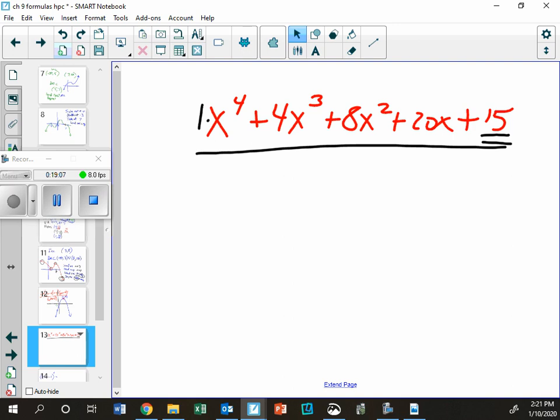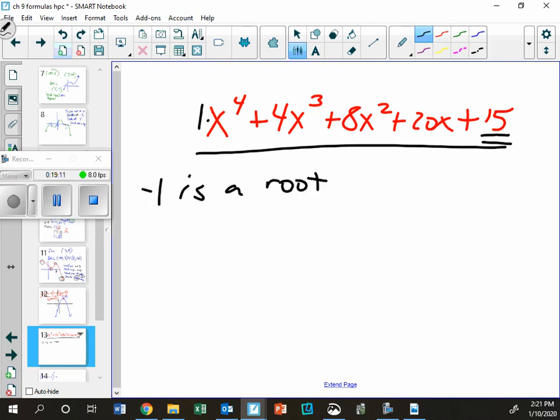Negative 1 is a root. Yes? Because there's only a 1 in front. The lead coefficient is that one. All right. So use synthetic and factor this thing all the way. And that all the way thing is kind of key. You don't want to just factor it once. You want to factor it until you can't factor anymore.